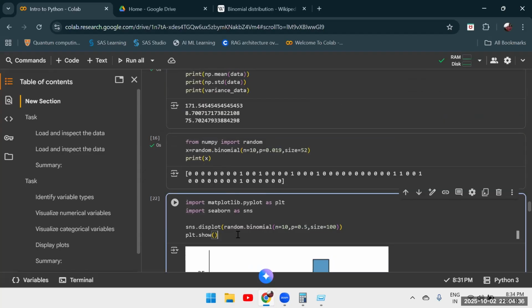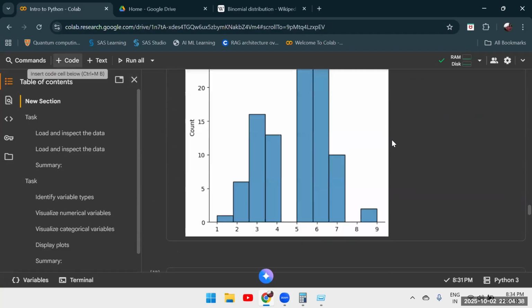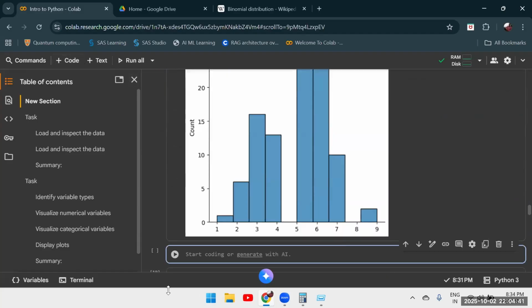Okay, so now let's quickly see the difference between a normal distribution and a binomial distribution. The main difference is that a normal distribution is going to be continuous. Continuous in the sense what? It is going to have continuous values like 0.1, 0.2, 0.3, 0.4. However, a binomial distribution is going to be discrete.